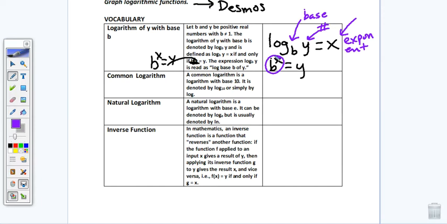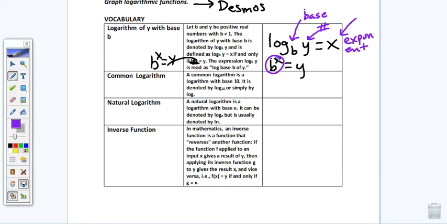In this expression right here, what's the base? What's the exponent? So same thing, you can think base, exponent, number. Base, exponent, number right here. I think you'll be in good shape. Okay? And we'll look at a lot of examples that explain this.